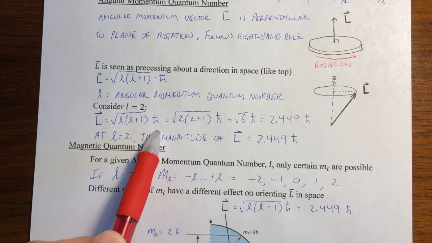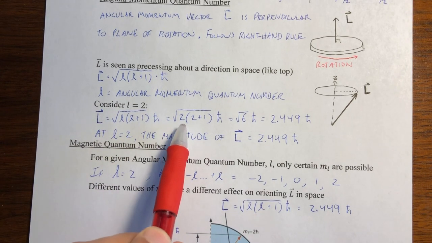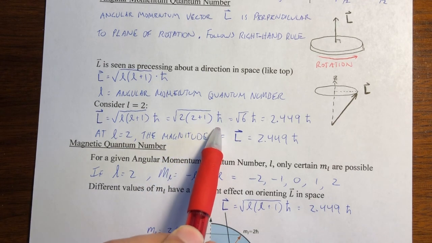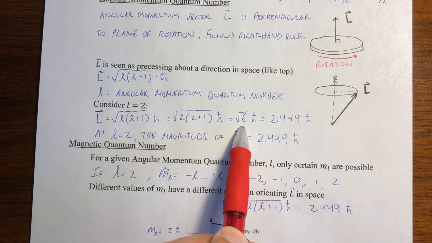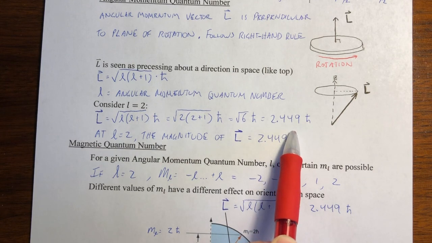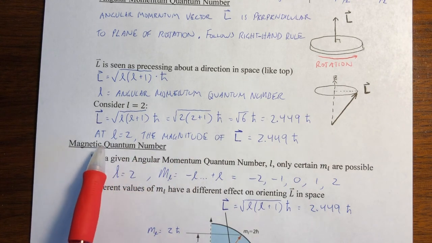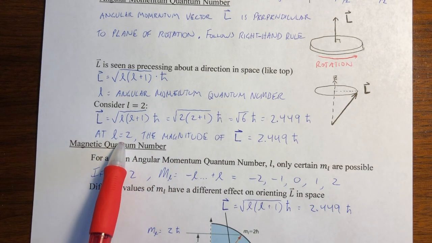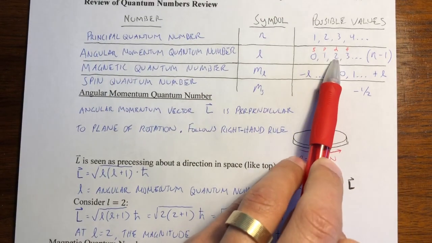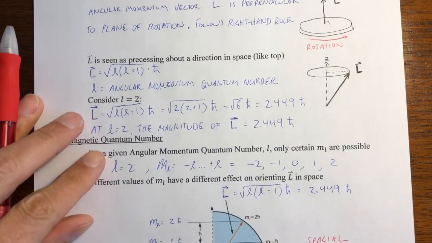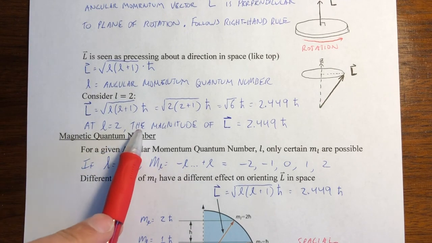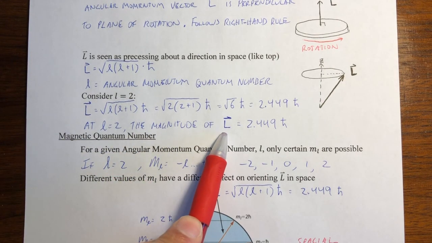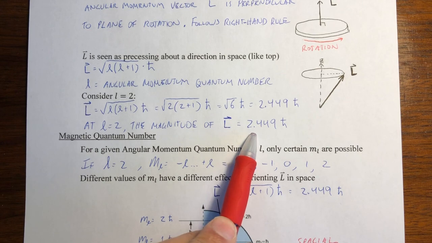all multiplied by h bar, which would be equal to the square root of 2 times the quantity 2 plus 1 times h bar, which is equal to the square root of 6 times h bar, which is equal to 2.449 h bar. So what is this value? This means that at l equal to 2, and l being equal to 2 would be a d orbital, in something like a d orbital, we would have the magnitude of our angular momentum vector being equal to the quantity 2.449 h bar.